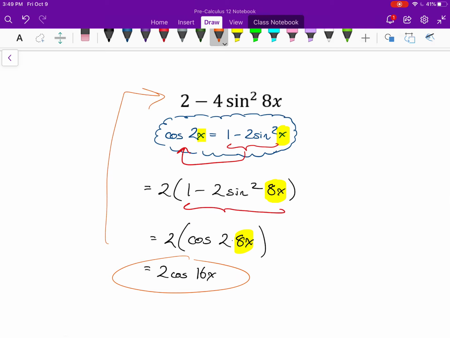In this case, I had to use one of my double angle identities for cosine, but first I had to take out a factor in order to get it more in the form that we needed. All right, one last one.